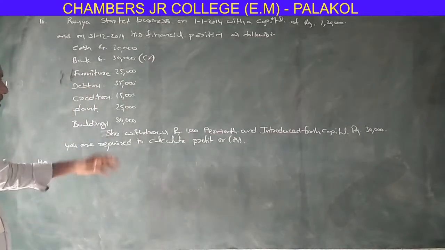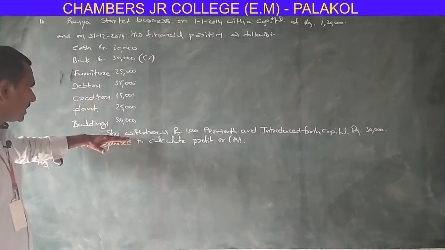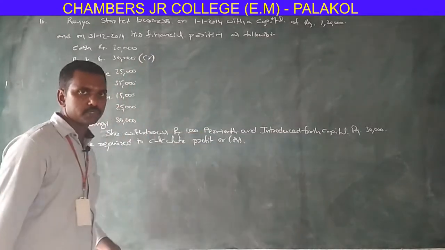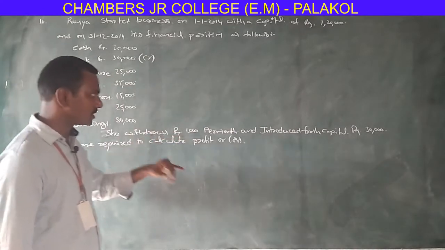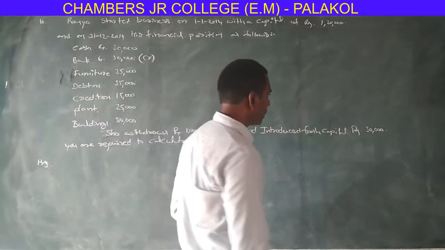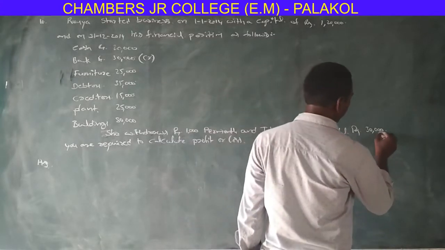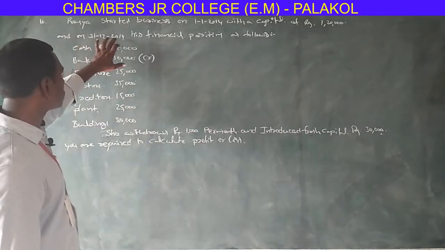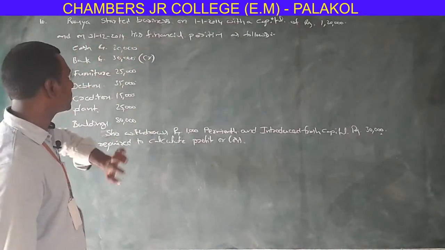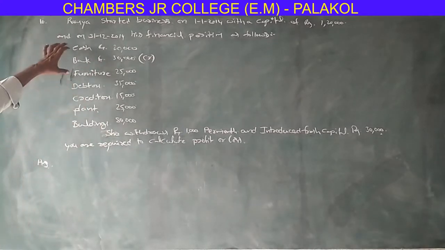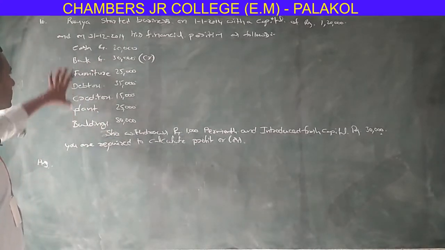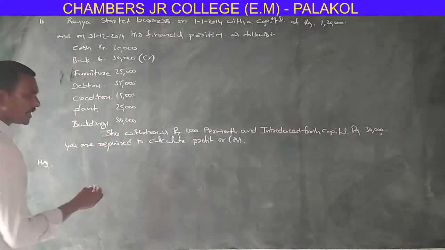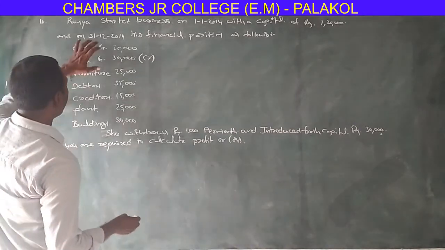Now see the last paragraph. She withdraws rupees 1,000 per month. This is drawings. And introduced fresh capital. Fresh capital means additional capital. And on 31st/12/2014, her financial position is as follows. Here are the assets and liabilities. With the help of these, you prepare the statement of affairs at the end of the year.